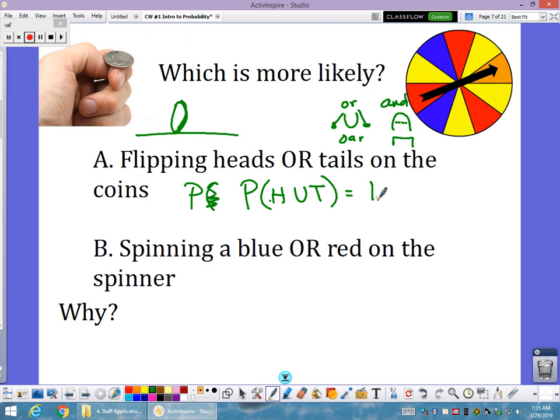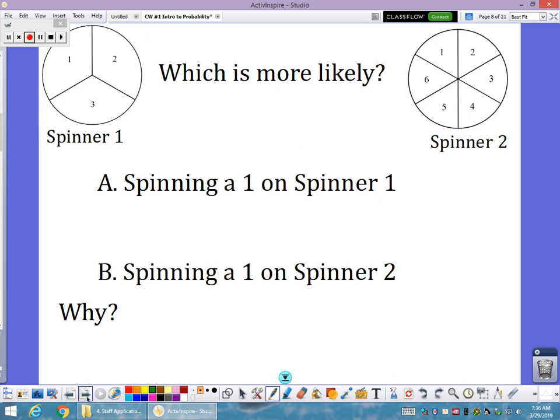What's the probability of spinning a blue or red on the spinner? 1, 2, 3, 4, 5. It looks like 5 out of 10. So that's 1/2, and that's 1. 1 is more likely to happen than 1/2. Half the time, versus all the time, it's going to happen. Alright. Cool.